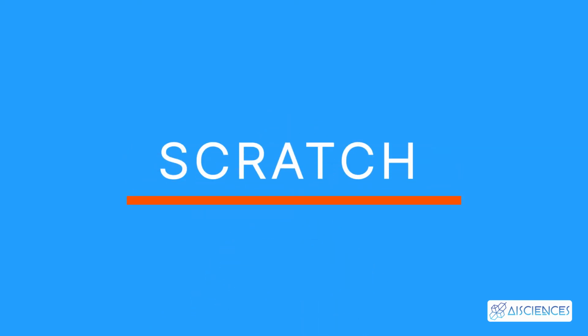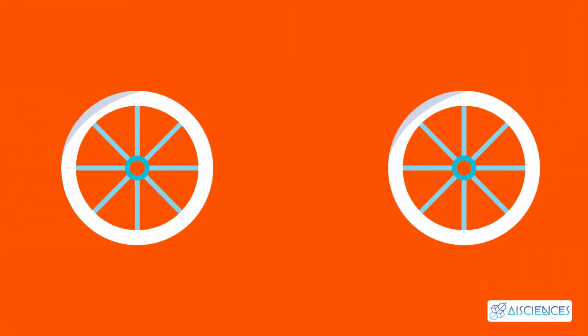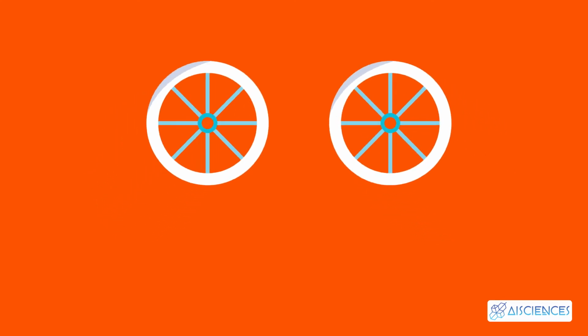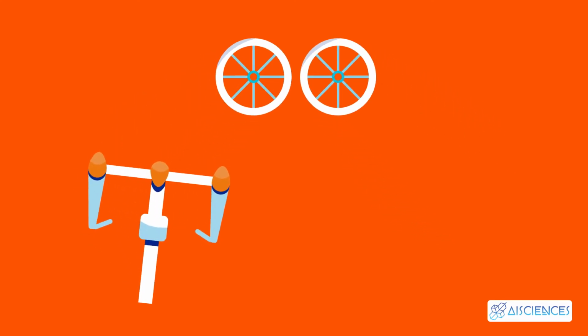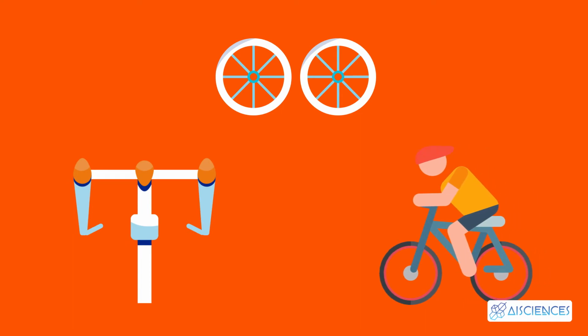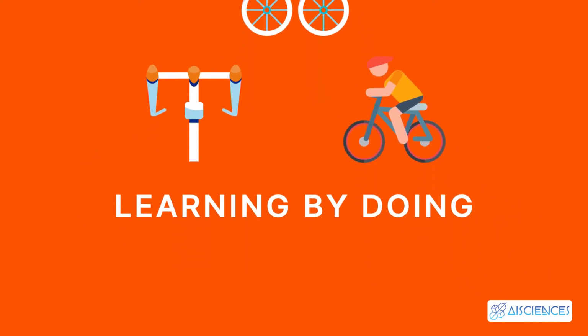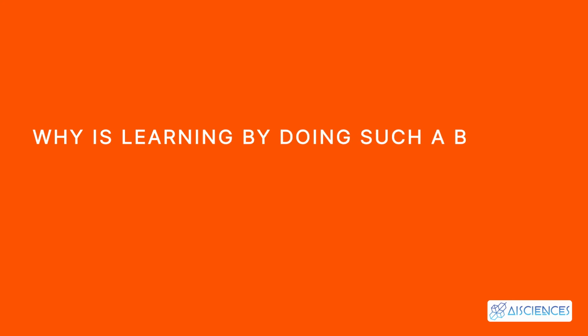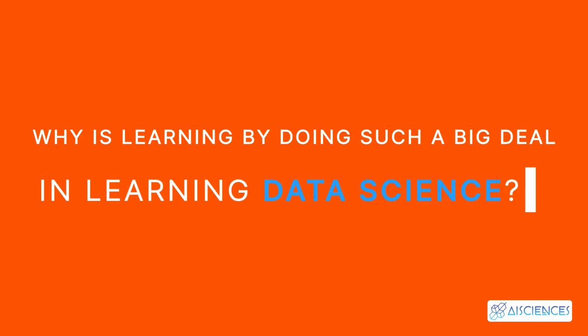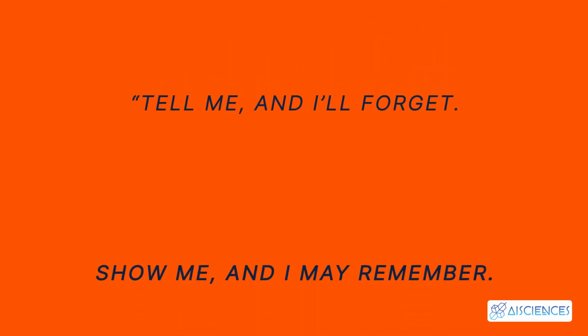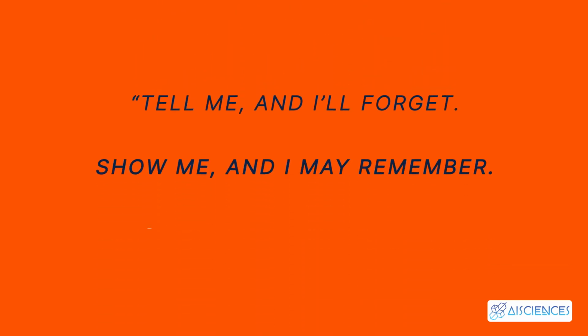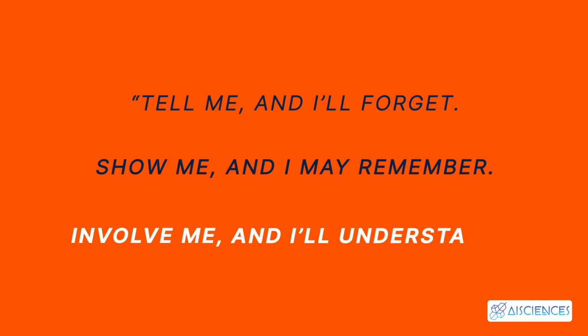As a beginner, you learned everything from scratch. First of all, you learned how to keep your balance on two wheels, or four. Next, you learned how to keep the handlebar steady without shaking it. And then you learned how to brake. This is learning by doing. You may be wondering, why is learning by doing such a big deal in learning data science? Let me quote a Chinese proverb here. Tell me and I'll forget. Show me and I may remember. Involve me and I'll understand.